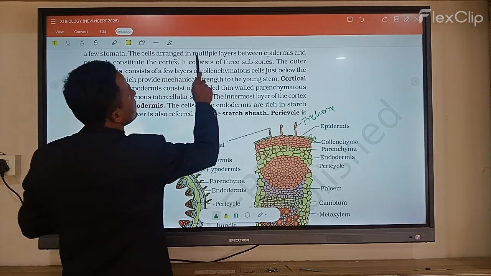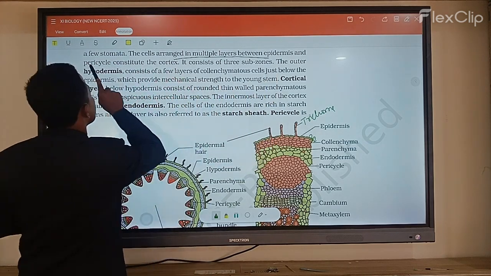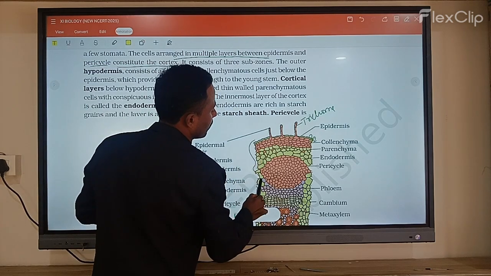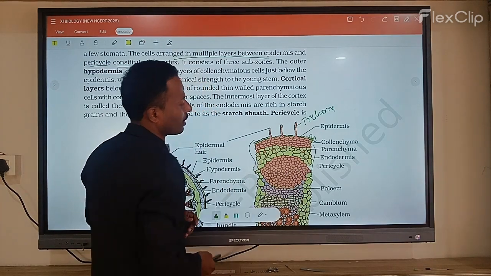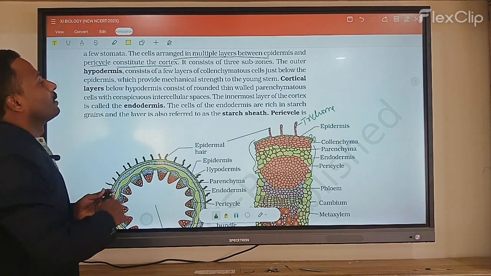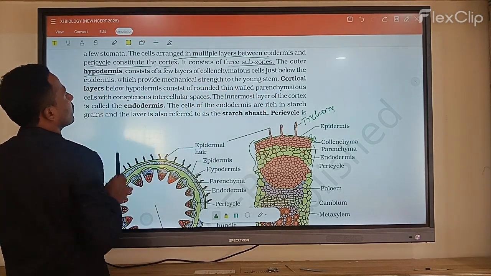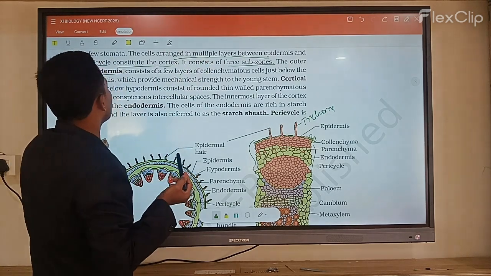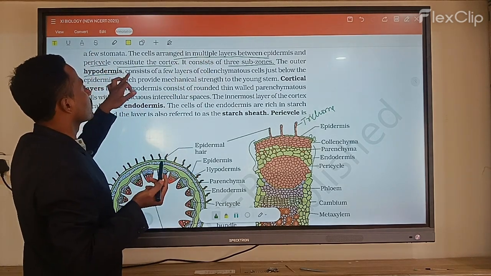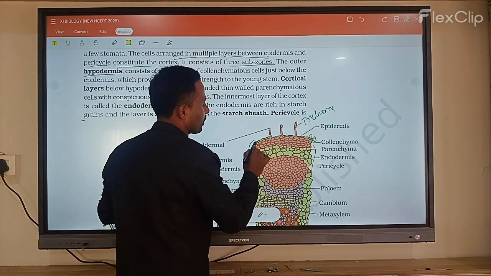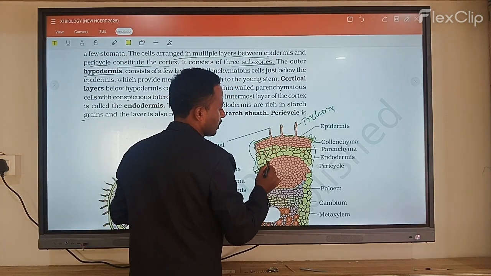Now, the cells arranged in multiple layers between the epidermis and the pericycle constitute the cortex. From the epidermis to here, a number of cells are arranged, and they have 3 subzones. The outermost layer is called the hypodermis, consisting of a few layers of collenchyma tissue.